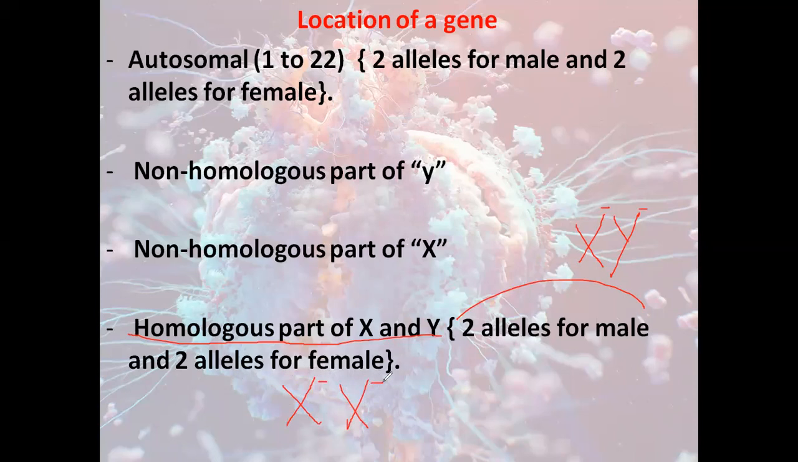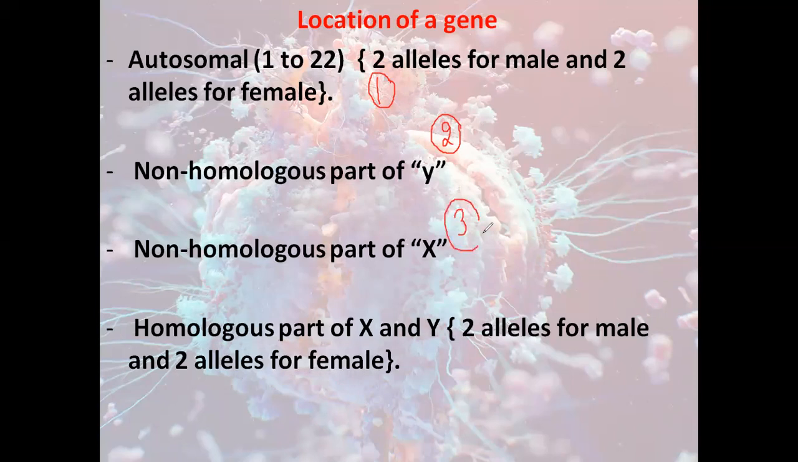So here we have how many different possibilities? We have four possibilities. The first possibility, it can be autosomal. The second, it can be on the non-homologous part of X, or non-homologous region of X. Here, non-homologous part of Y. Three, non-homologous part of X.